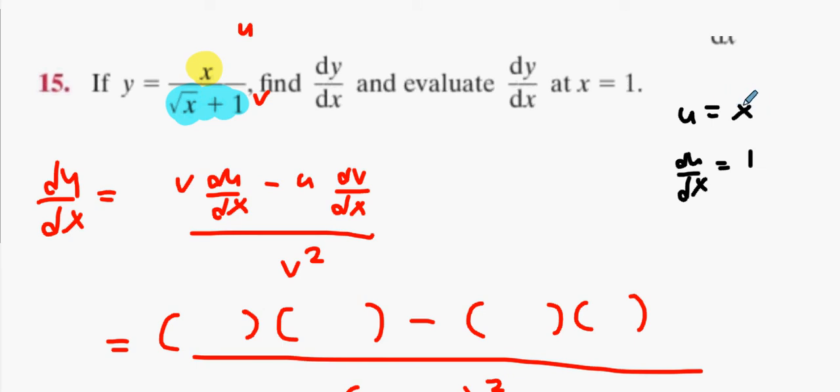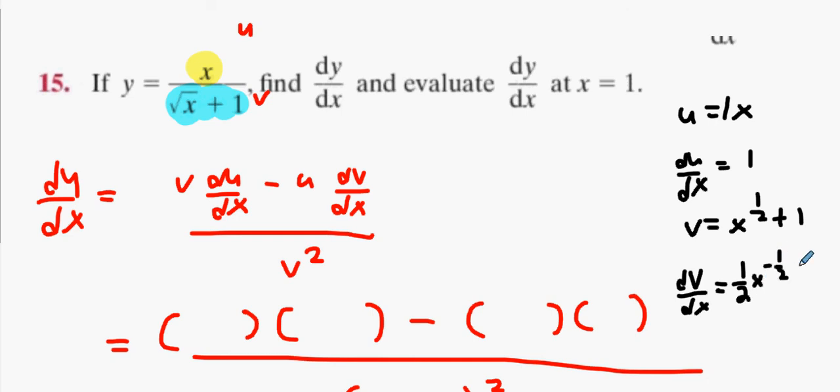U is x, or 1x. du/dx is 1. V is x to the power of a half plus 1. Move it to the front. The dv/dx, a half, x to the minus a half plus 1.